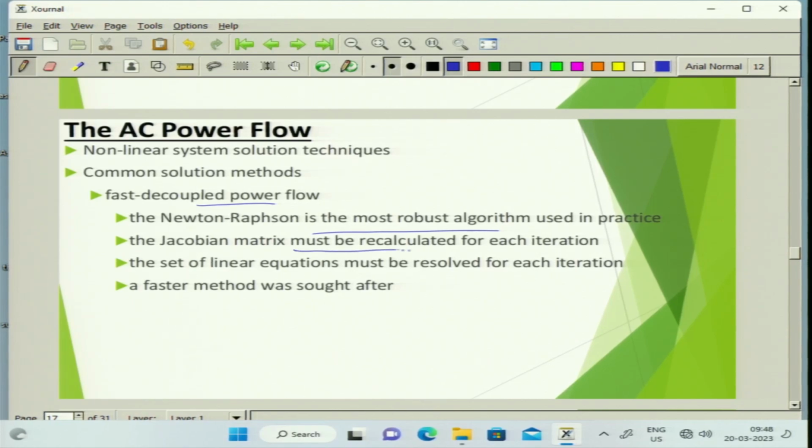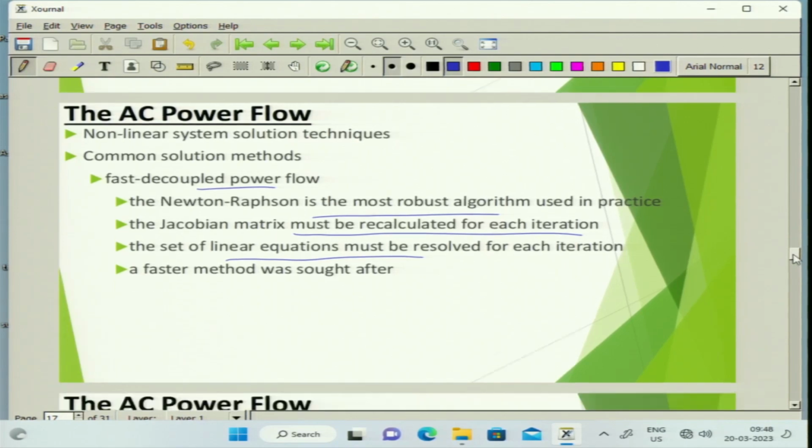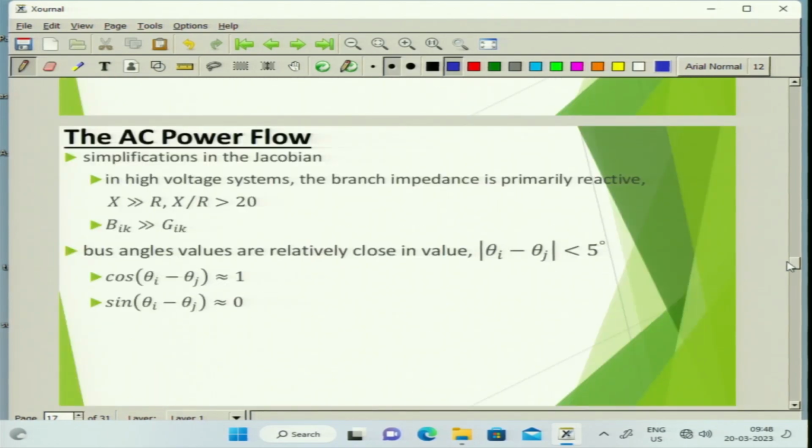The Jacobian matrix must be recalculated for each iteration. These are some of the drawbacks. The set of linear equations must be resolved for each iteration. A faster method was sought, that is fast decoupled. So what is the assumption?